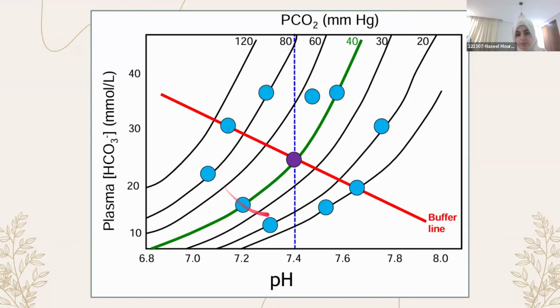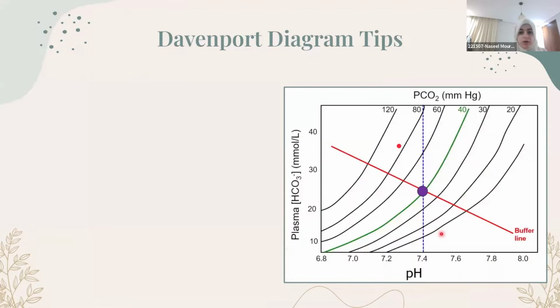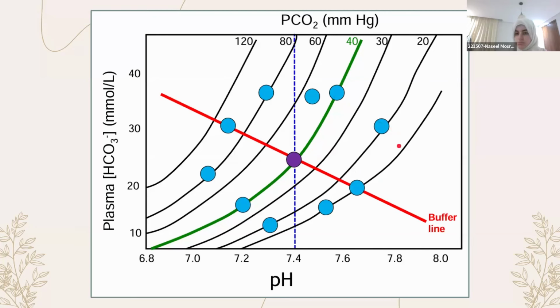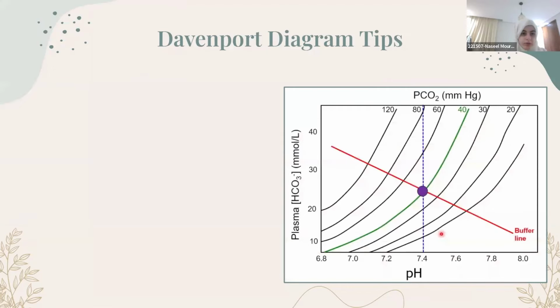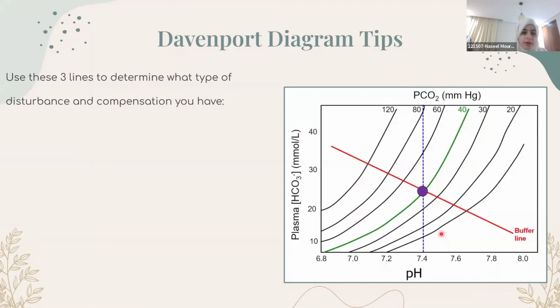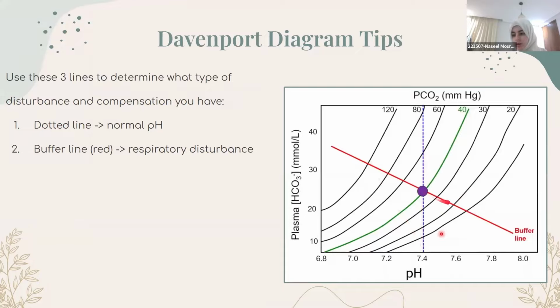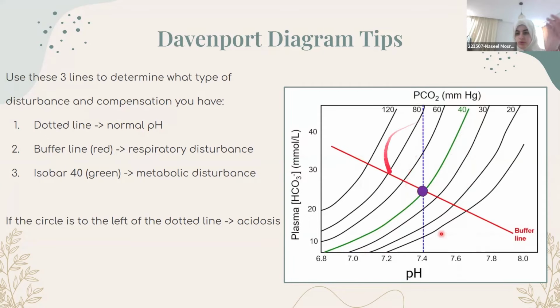And again, you can take this figure, you can practice on your own, all right? Now, these are some tips that I'll give you guys, okay? So you can use the three lines to determine what type of disturbance and compensation you have. For the dotted line, this means a normal pH. The buffer line, anything along this means respiratory disturbance. Anything along the green line, which is isobar 40, is a metabolic disturbance. Now, whatever thing you're having, if it's to the left of the dotted line, so on this half, it's acidosis. If it's on that half, it is alkalosis.